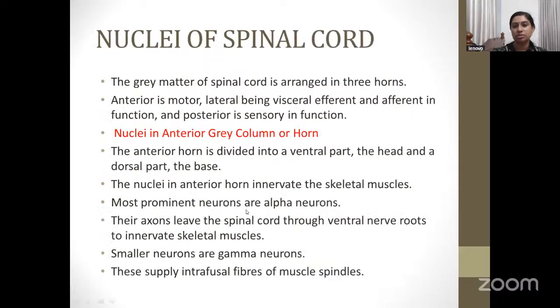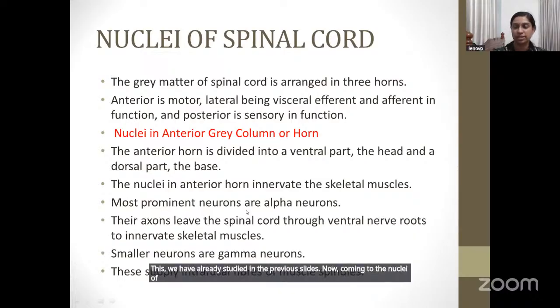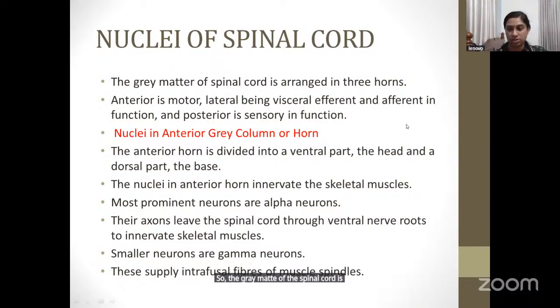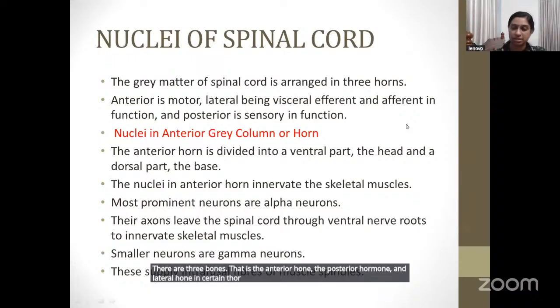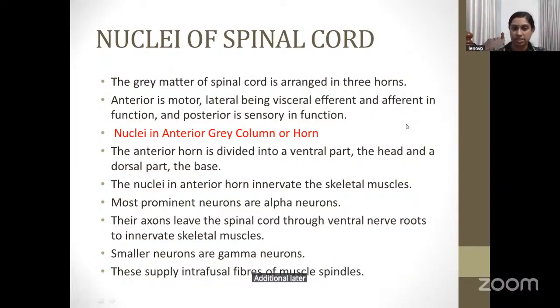Now coming to the nuclei of the spinal cord. Nuclei are seen in the gray matter of the spinal cord. Okay, so the gray matter of the spinal cord is arranged in three horns. As we all know, there are three horns: the anterior horn, the posterior horn, and the lateral horn in certain thoracic areas. It's not always present in every portion of the spinal cord, but in certain areas, an additional lateral horn is also present.